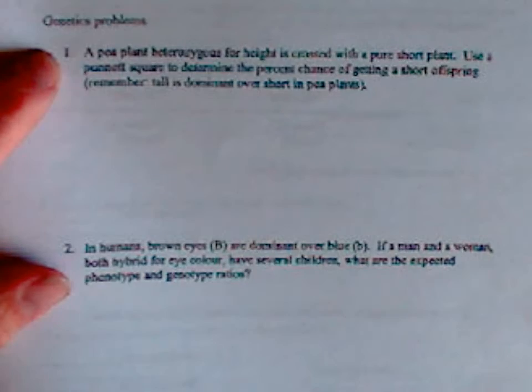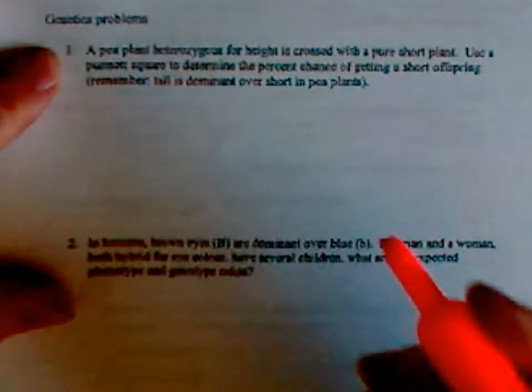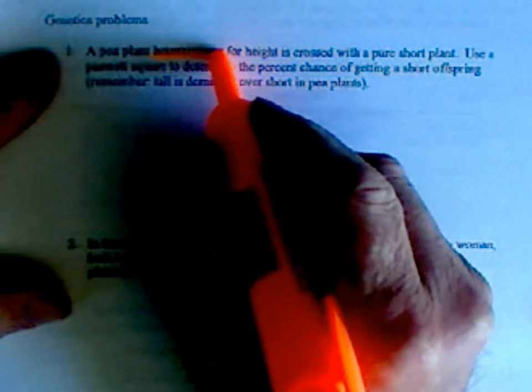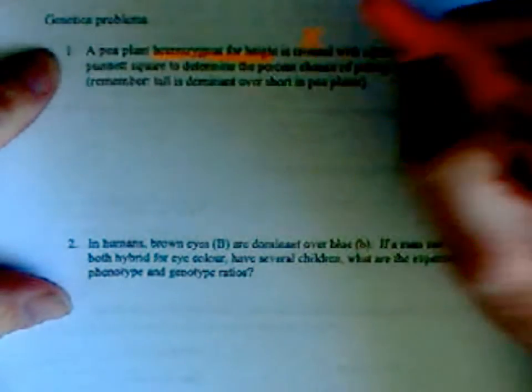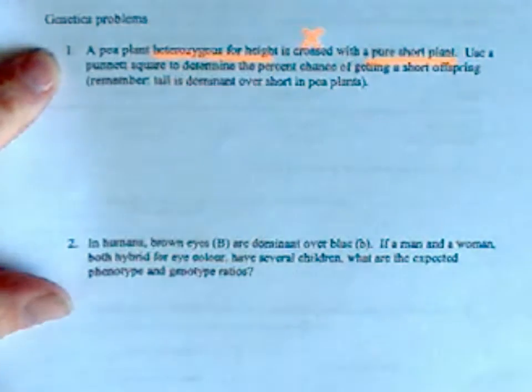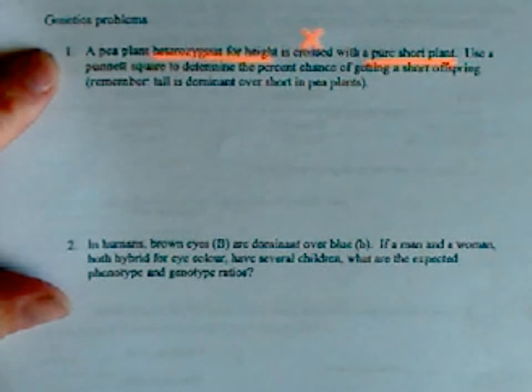A pea plant is heterozygous for height. So heterozygous right here, super important, is crossed with a pure short plant. Use a Punnett square to determine the percent chance of getting a short offspring.